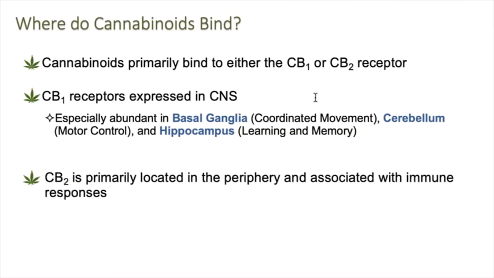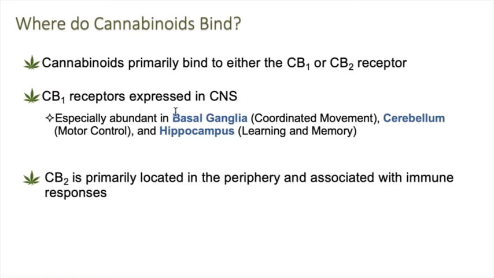All right, so we've talked about history, cannabinoids, and the endocannabinoid system. Let's talk a little bit about the behavioral effects of cannabis. Cannabinoids bind to either the CB1 or CB2 receptor. The CB1 receptors are mostly expressed in the CNS.